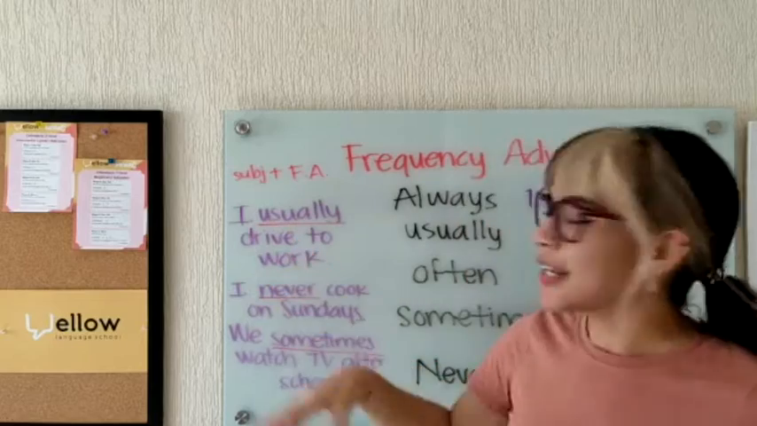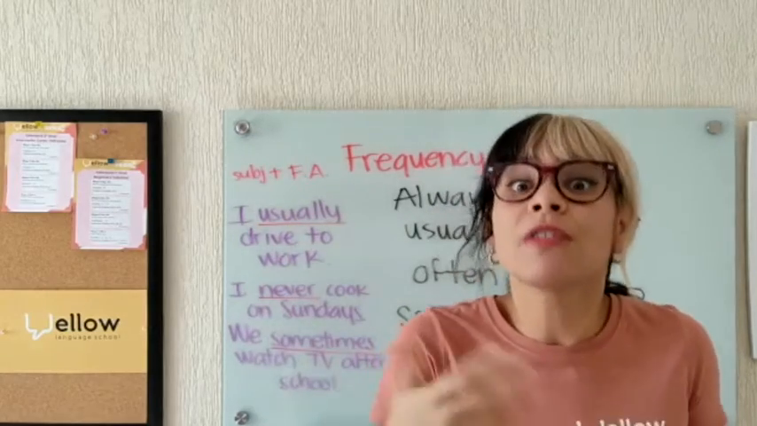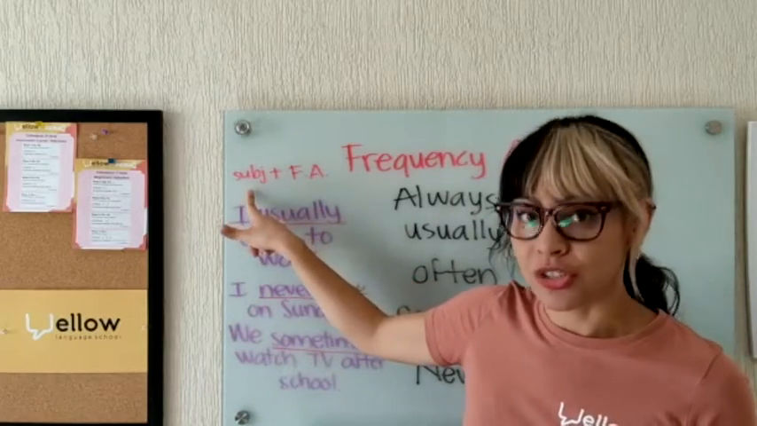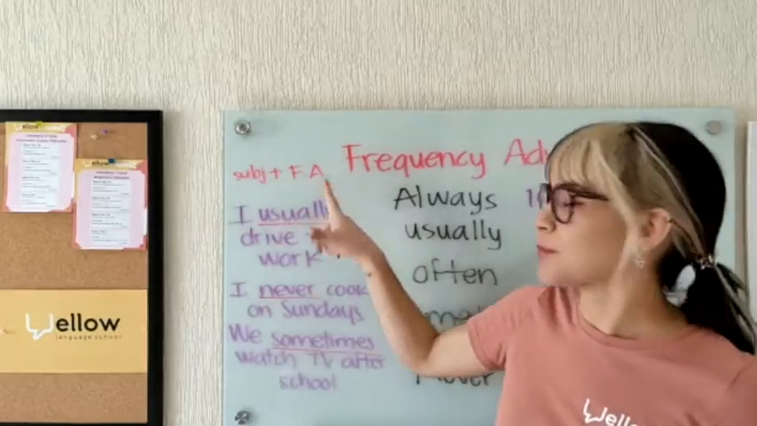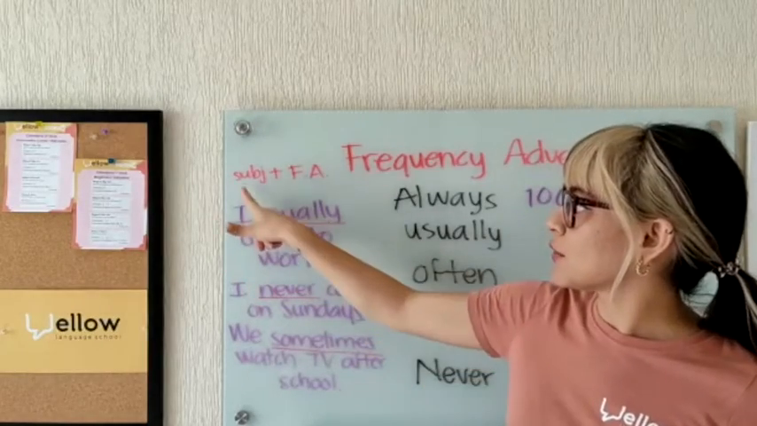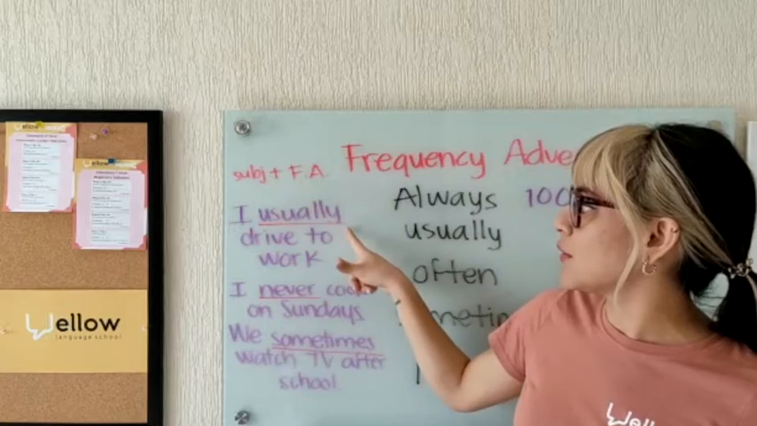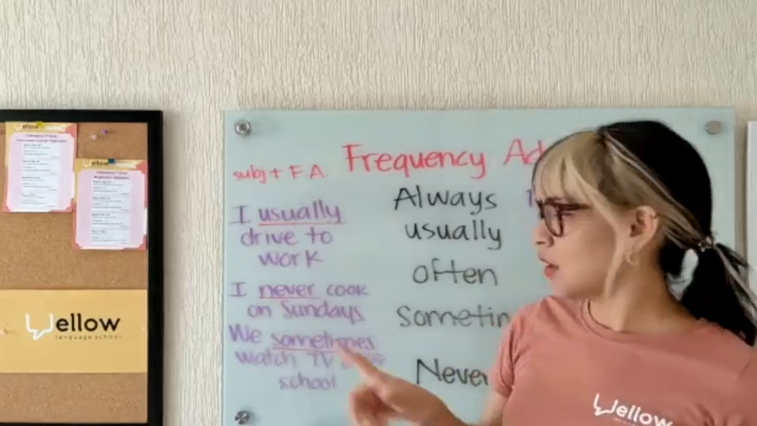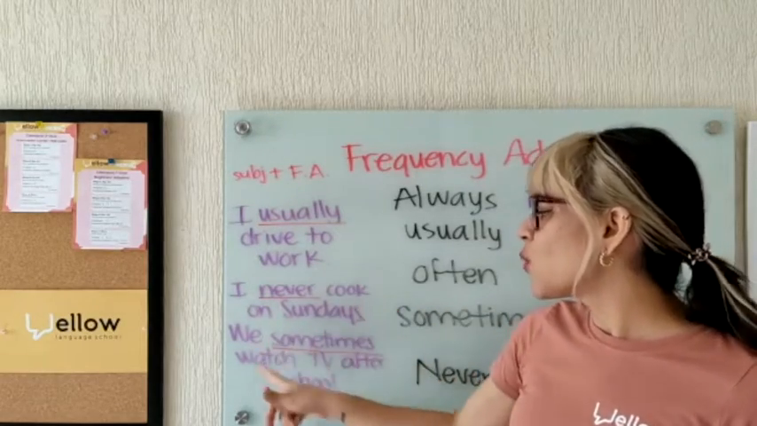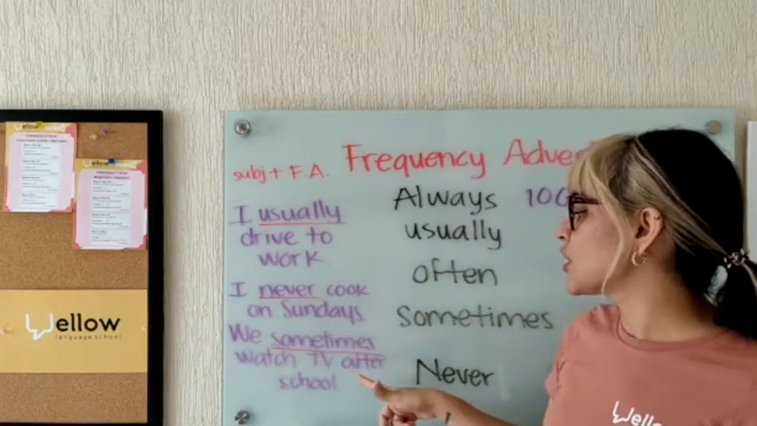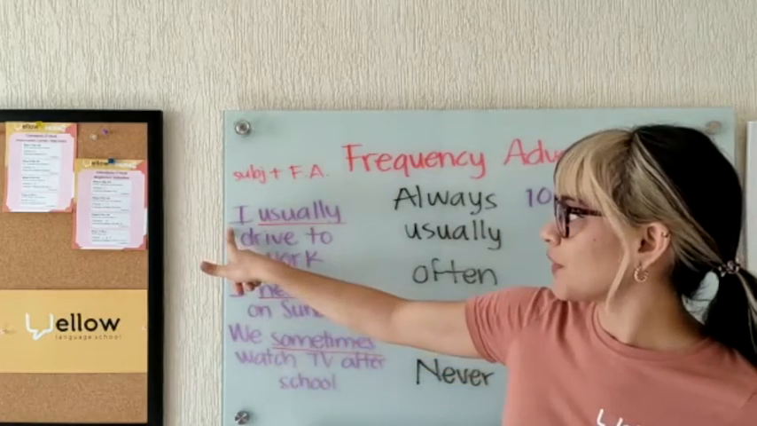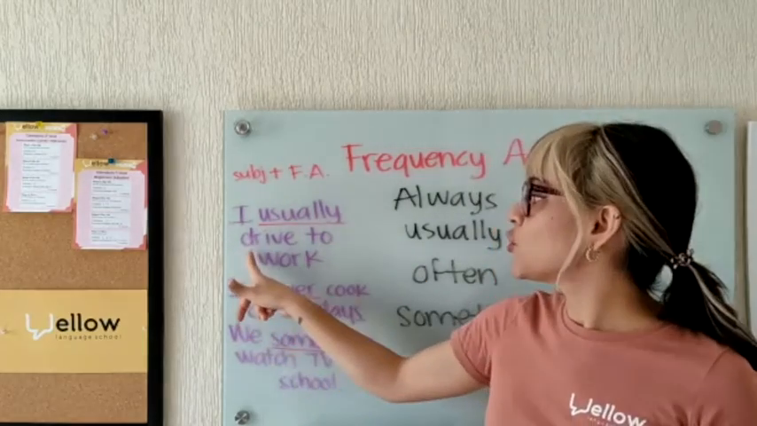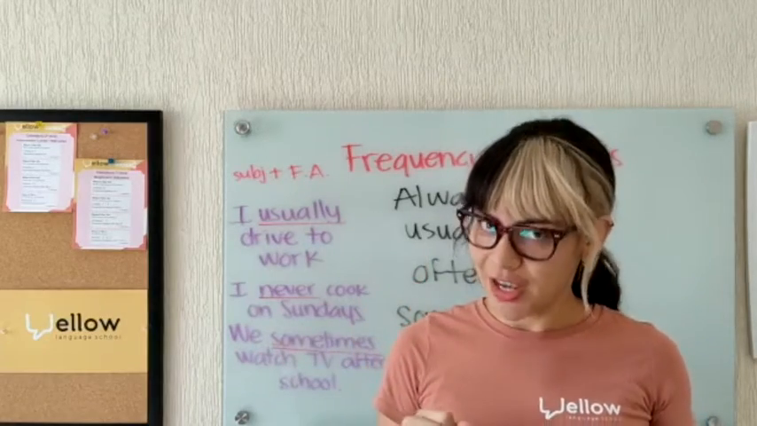Or if you only want to tell a person how often you do an action, the formula will be like this: your subject and then the frequency adverb. Let's see. I usually, first is the subject and then the frequency adverb. Look, I usually drive to work. I never cook on Sundays. We sometimes watch TV after school. So, subject first, frequency adverb, and after the frequency adverb, you are going to consider the action, okay?